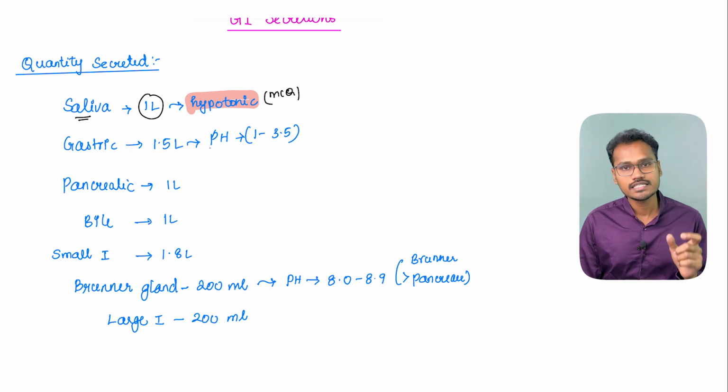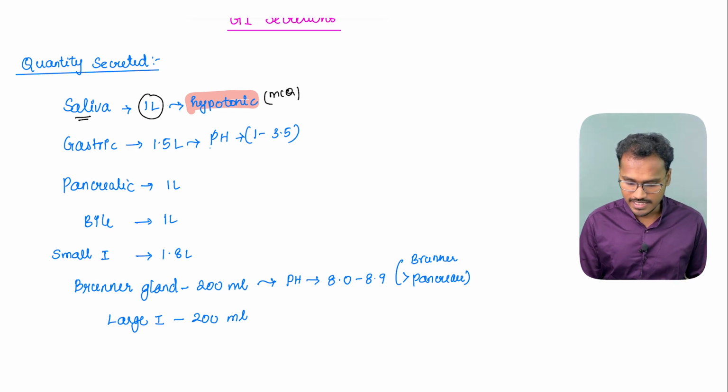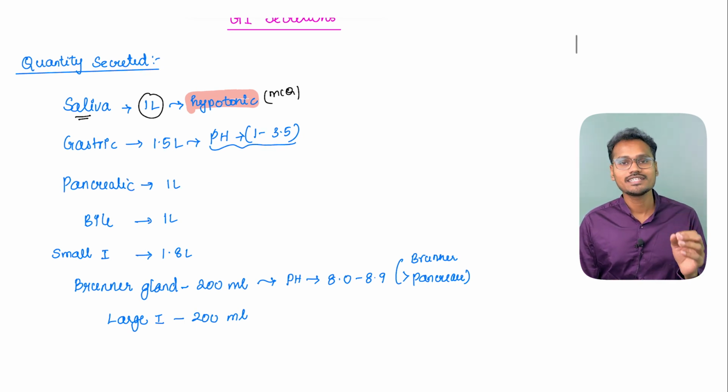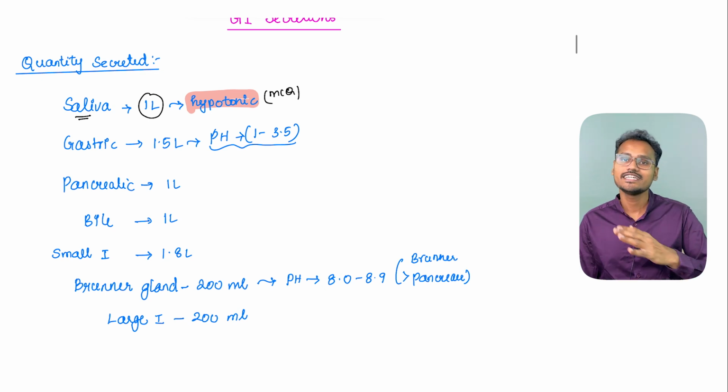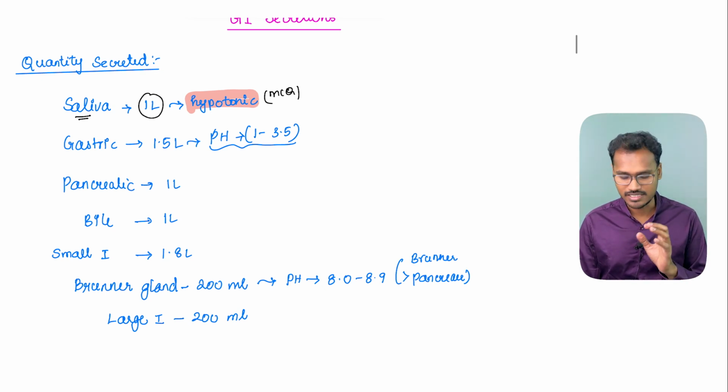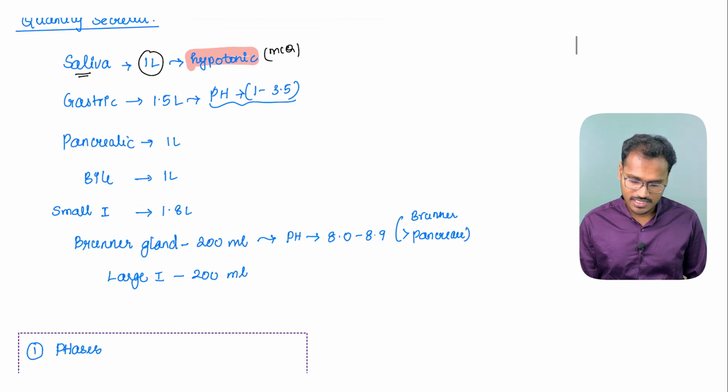Then the gastric secretion: the amount is around 1.5 liters per day and it is highly acidic. The pH is around 1 to 3.5. It is extremely acidic, but still the GI mucosa is protected, which we will try to understand in the gastric secretions. Then the pancreatic secretion is around 1 liter. Then the biliary secretion is also around 1 liter. Then the small intestine secretion is around 1.8 liters.